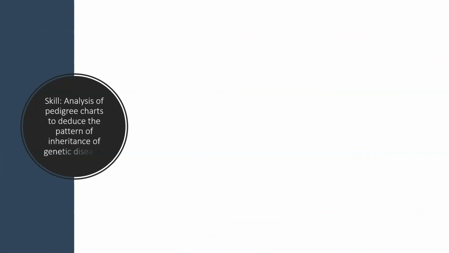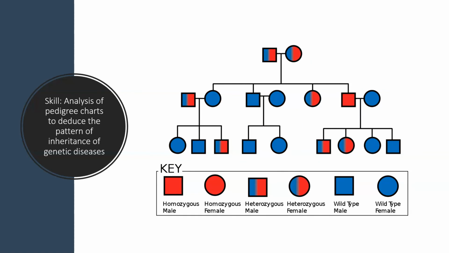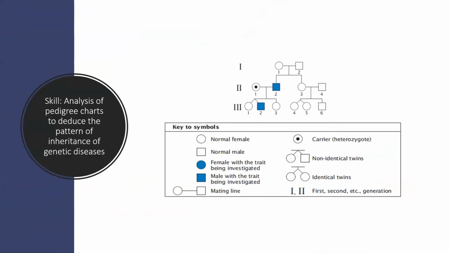Okay, so a skill now. You need to be able to look at pedigree charts and talk about patterns of inheritance. So one of the keys here is knowing all the different keys on there and what they show. So homozygous, heterozygous, female, male. The key is to find the key on the pedigree that you're looking at. We'll do a lot more work around this in class.